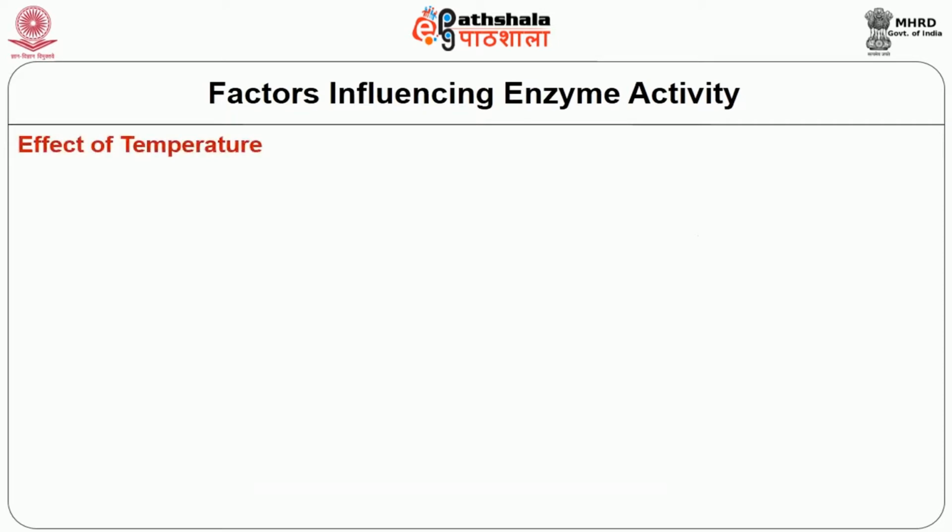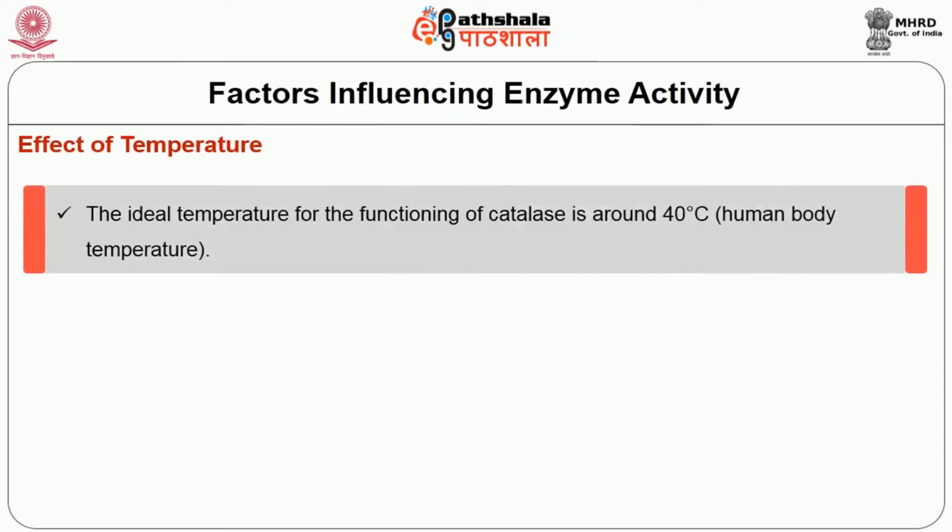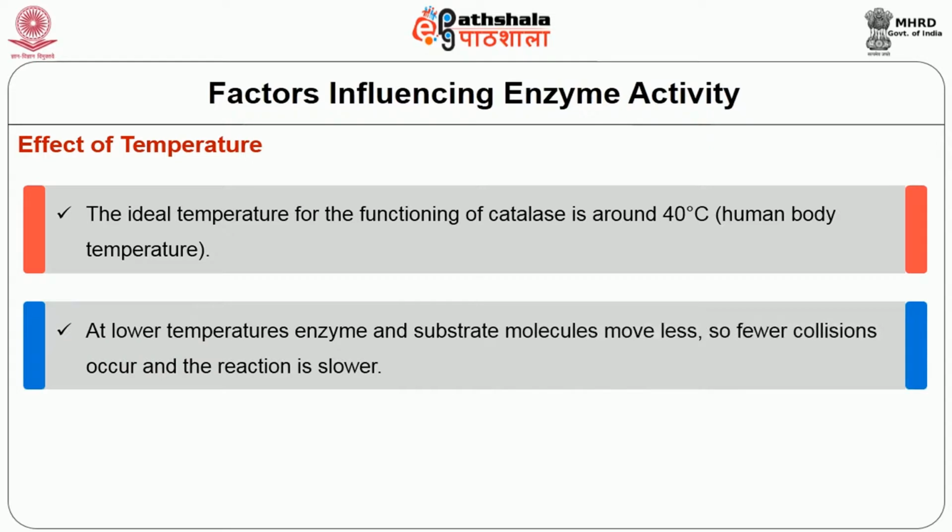Now let us look at the effect of temperature. The ideal temperature for the functioning of catalase is around 40 degrees, close to the human body temperature. At lower temperature, enzymes and substrate molecules move very little, so fewer collisions can occur and the reaction tends to be very slow.